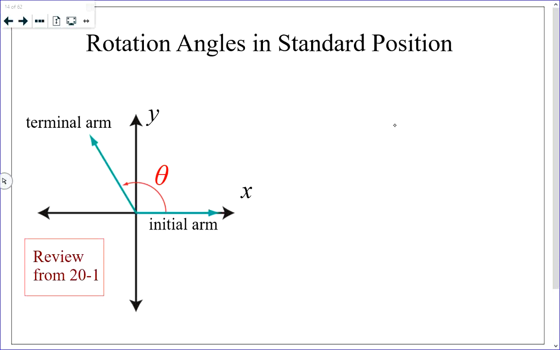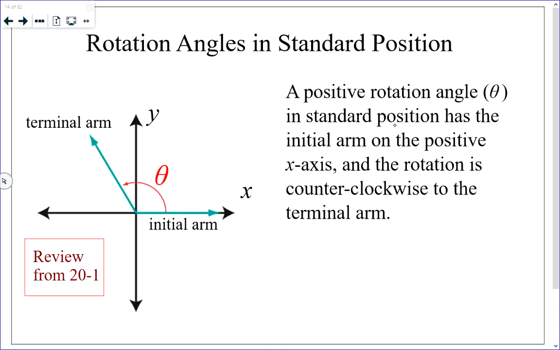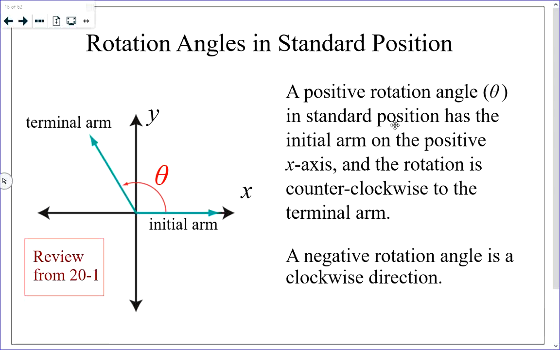A rotation angle on a coordinate grid involves an initial arm rotating through a particular angle to some final terminal position called the terminal arm. If you have that initial arm on the positive x-axis and it rotates in a counterclockwise direction, as is indicated by that diagram, then that's a positive rotation angle. And of course, a negative rotation angle is in a clockwise direction.